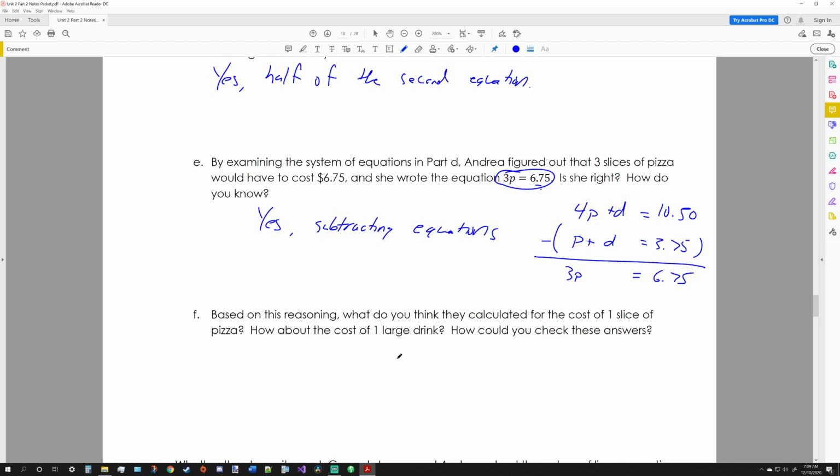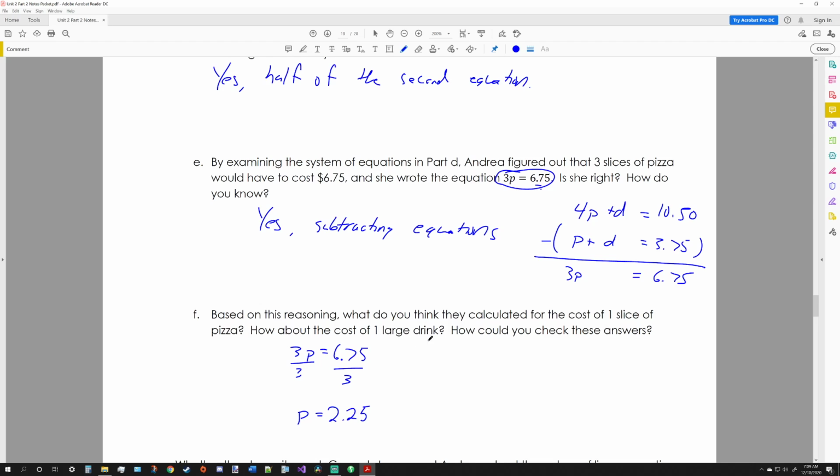So based on the reasoning, what do you think they calculated for a cost of 1 slice of pizza? Well, we would just continue to solve this by dividing by 3, and I believe that comes out to be $2.25. So there's the cost of a slice of pizza.